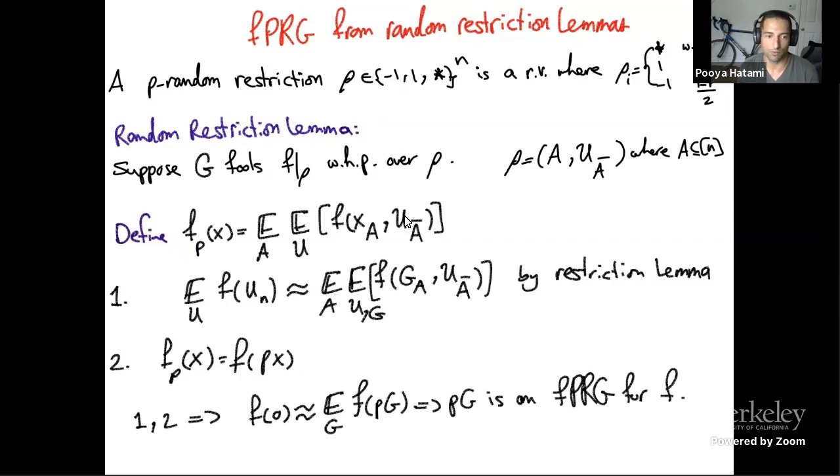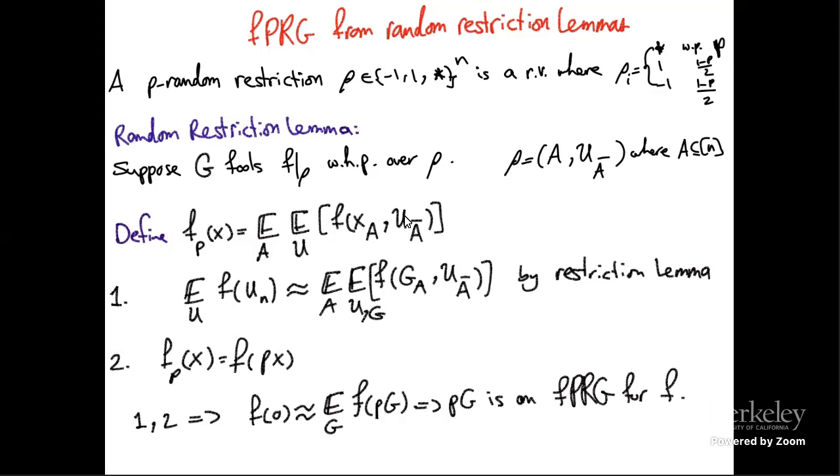So what we have shown is that f of 0, which is this guy, is close to this quantity, which is really, by this definition, f of p times g. So this x is just the g. I'm plugging in g for this equation. So what we have shown is that f of 0 is close to the expectation over g of f of p times g. So what this says is that p times g is a fractional PRG for the family F.